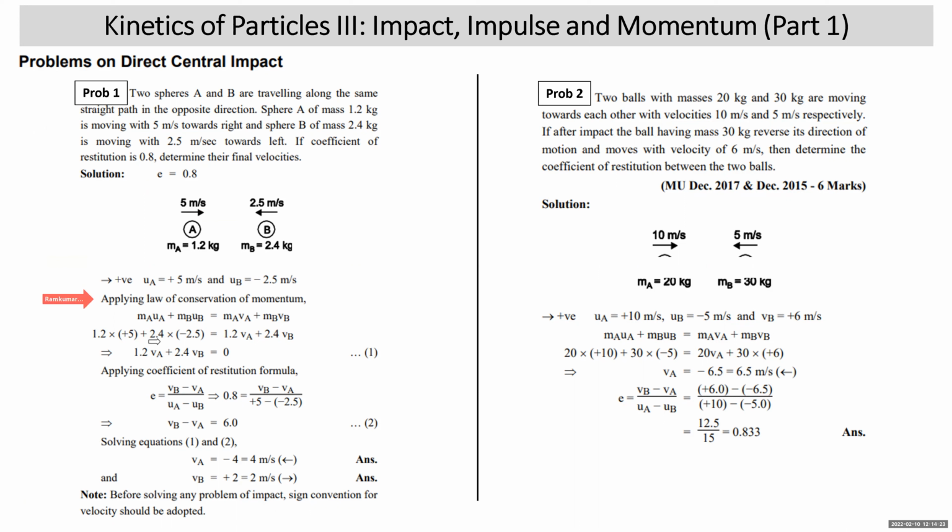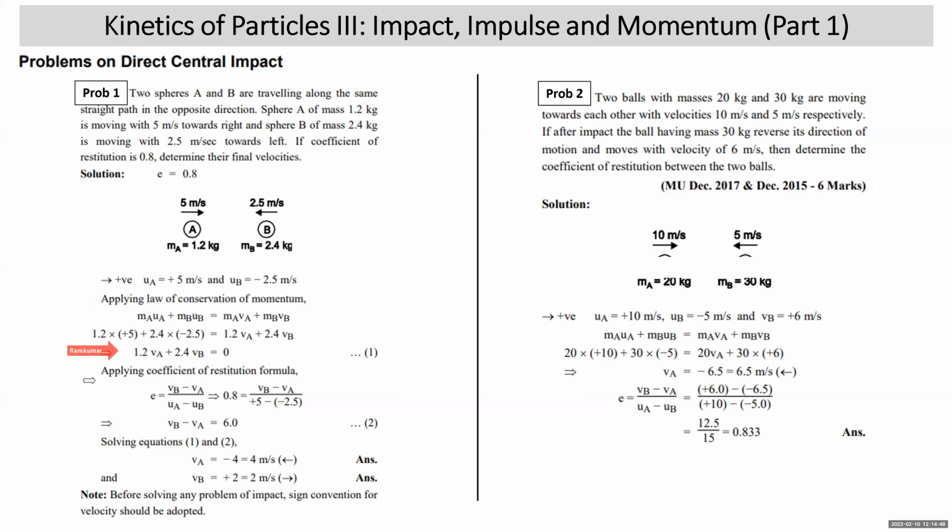Applying law of conservation of momentum. Momentum before impact, mA uA plus mB uB, is equal to mA vA plus mB vB. Now you will substitute the values. mA is 1.2, uA is plus 5, plus mB is 2.4 into uB is minus 2.5, is equal to 1.2 vA plus 2.4 vB. Left hand side becomes 0. So you get one equation: 1.2 vA plus 2.4 vB is 0.